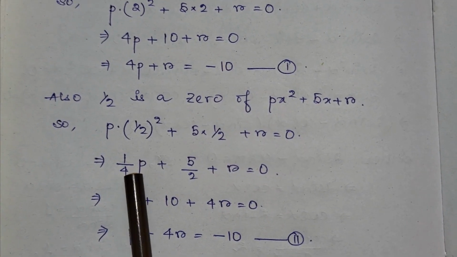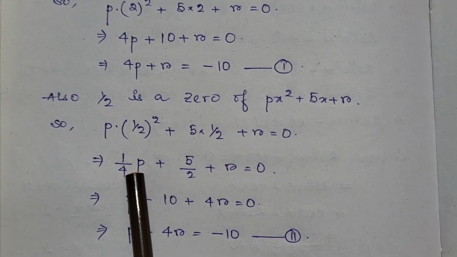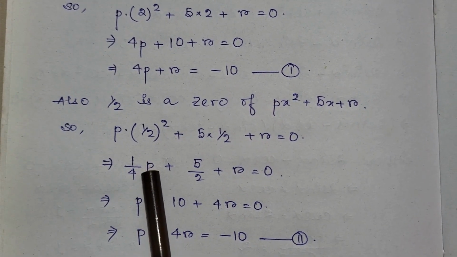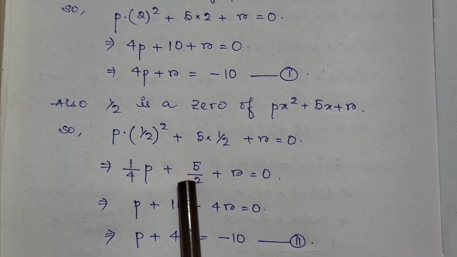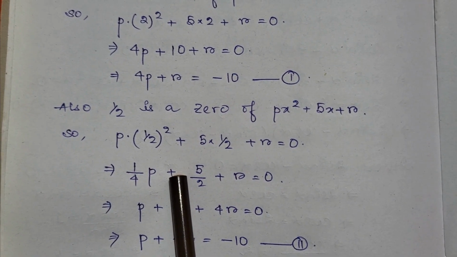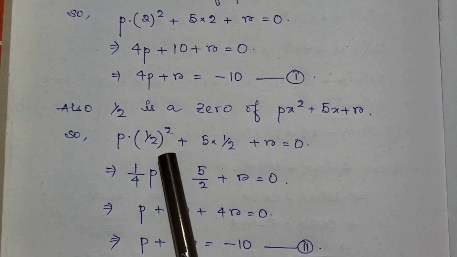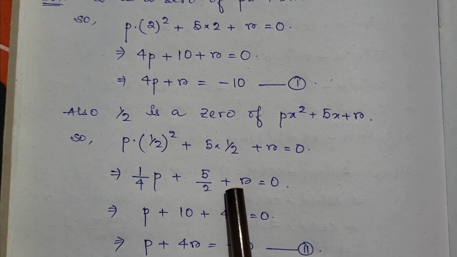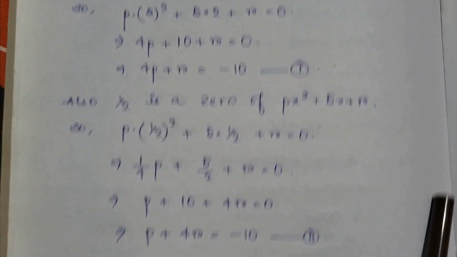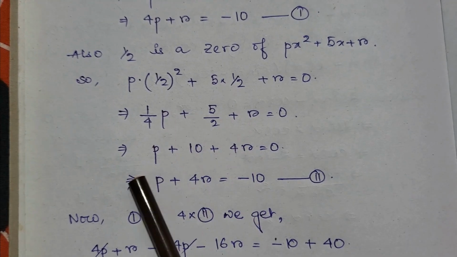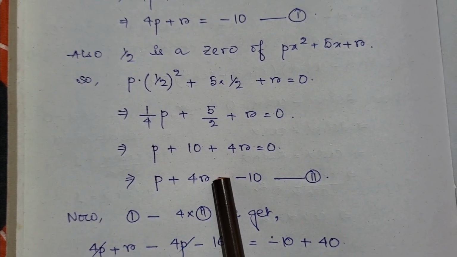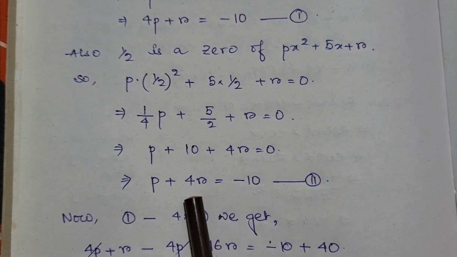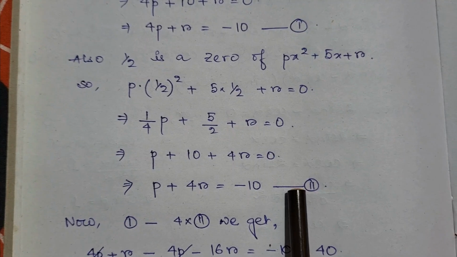Okay. Now multiplying this whole equation with a 4, we have p, since if we multiply with a 4, that 4 cancels out and we are left with a p. If 5 by 2 is multiplied with a 4, then 2 and 4 cancel and we are left with a 2 here, and 5 2s are 10. And if we multiply r with 4, we get 4r. Now keeping 4r and p on the left hand side and taking 10 to the right hand side, we have a minus 10. Naming this equation as 2.